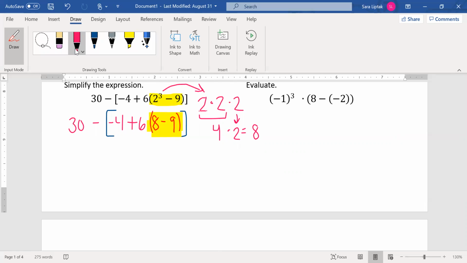So I'm going to say 8 minus 9, or 8 plus a -9, if you want to do keep, change, is a -1. So again, I'm going to bring everything else down. 30 minus a -4 plus 6 multiplied by a -1.